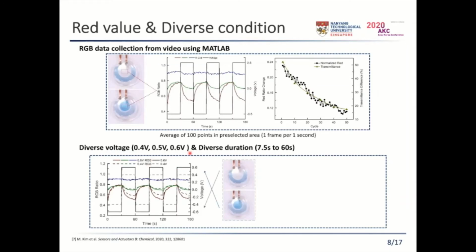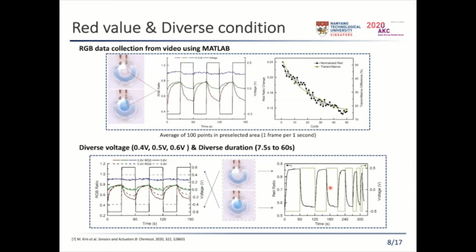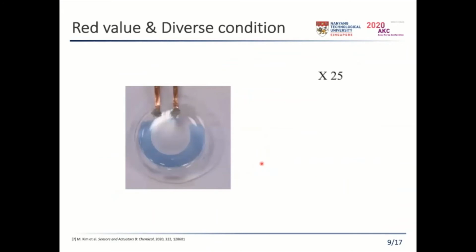Also, diverse voltages were applied for 30 seconds, and a bigger change of red value was measured with bigger voltage application. Also, by changing the duration of voltage application, the speed of color change was controlled. Let's see the video of color change.